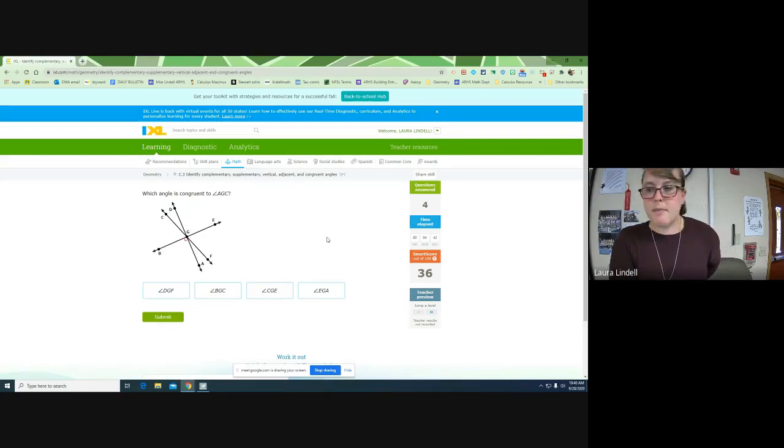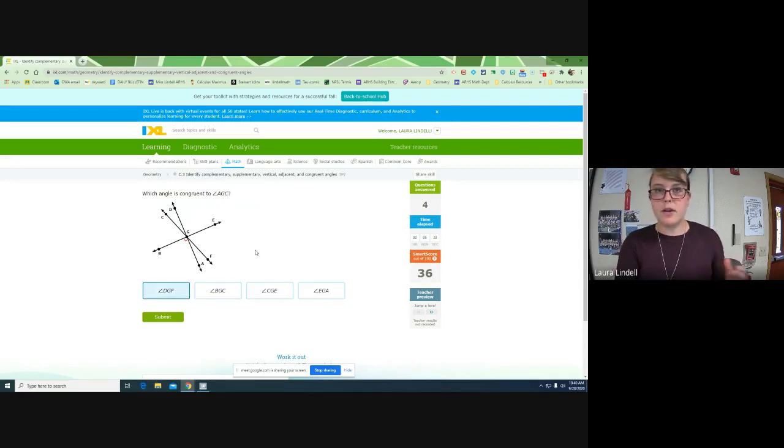What do we think? Can anyone type in the chat, come up with an angle that's vertical to AGC? This one's a little bit harder, but I think we can do it. Yep, Owen's got it. It is DGF or FGD. DGF is vertical. It's congruent to AGC.